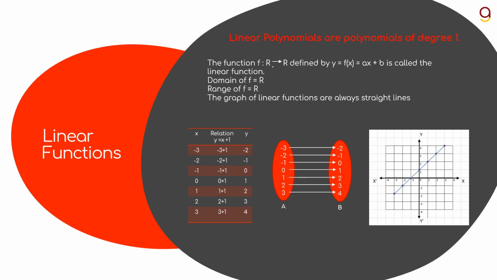So the function f from R to R defined by y is equal to f of x is equal to ax plus b is called the linear function. The domain of the linear function is the set of real numbers. The range of the function is also the set of real numbers, and the graph is always a straight line. Hope you're clear with the linear function.